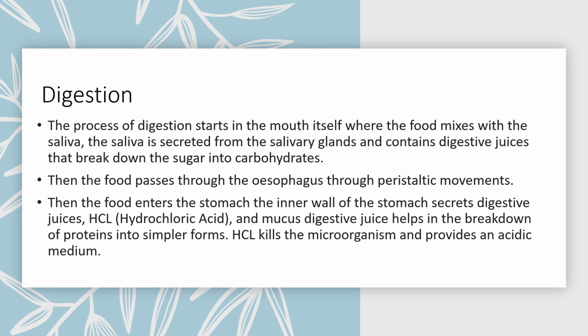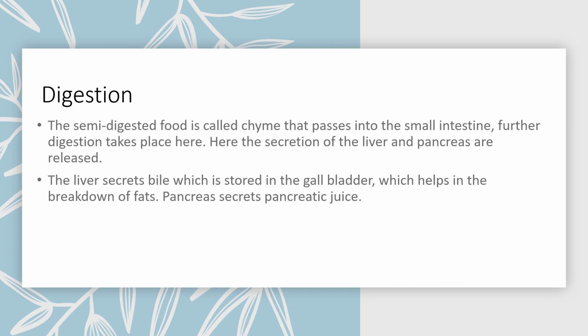The inner wall of the stomach secretes digestive juices, HCl (hydrochloric acid), and mucus. Digestive juice helps in the breakdown of proteins into simpler forms. HCl kills microorganisms and provides an acidic medium. The semi-digested food is called chyme, which passes into the small intestine. Further digestion takes place here.